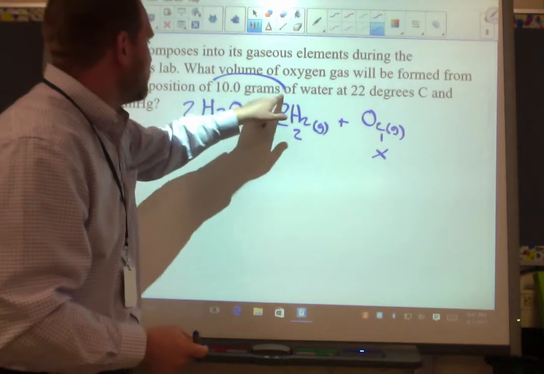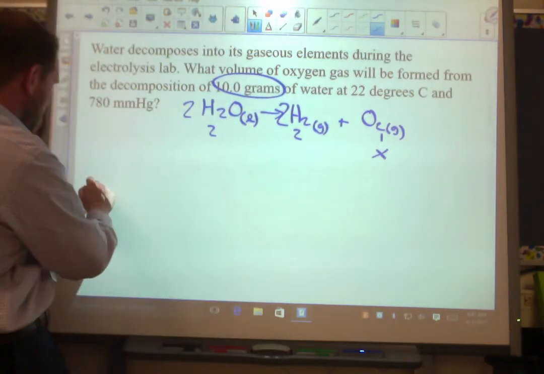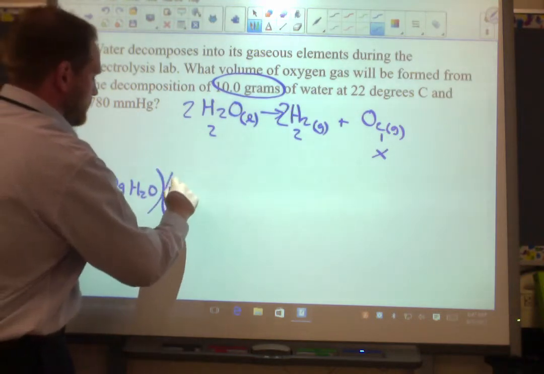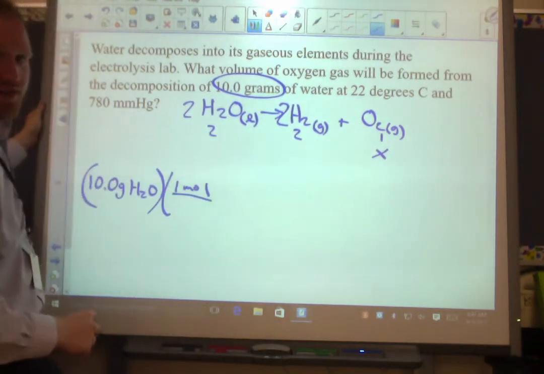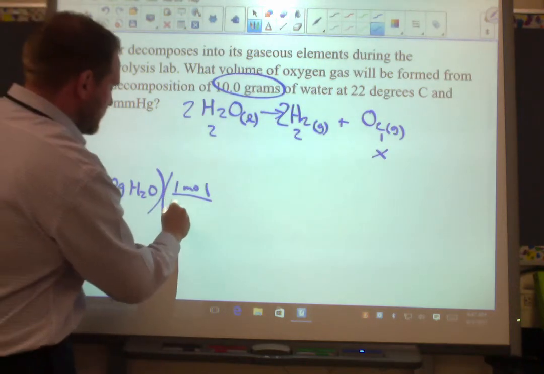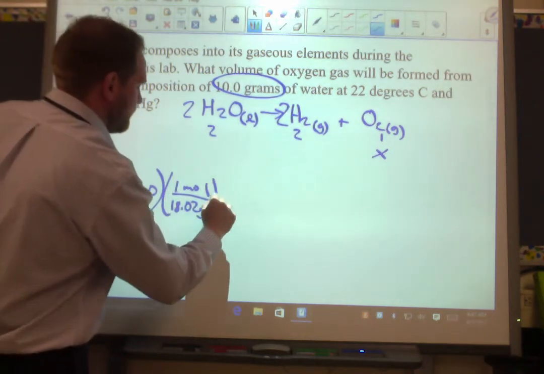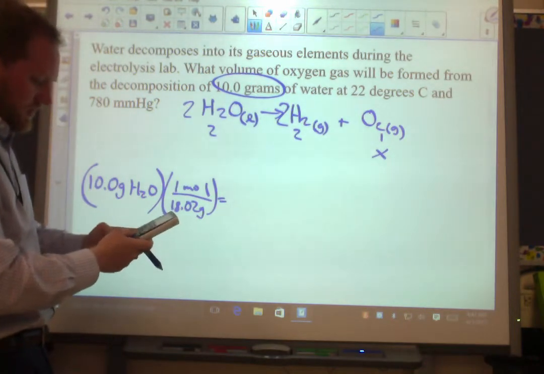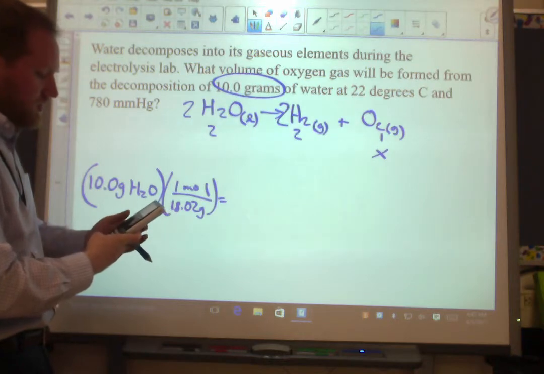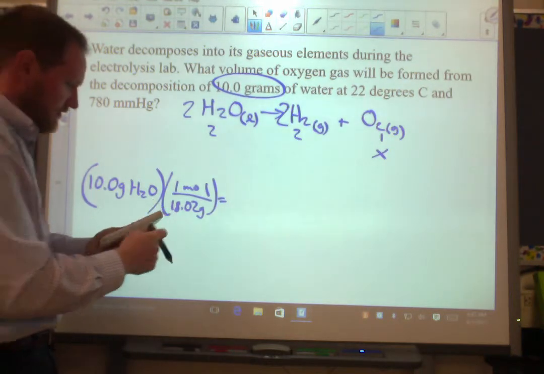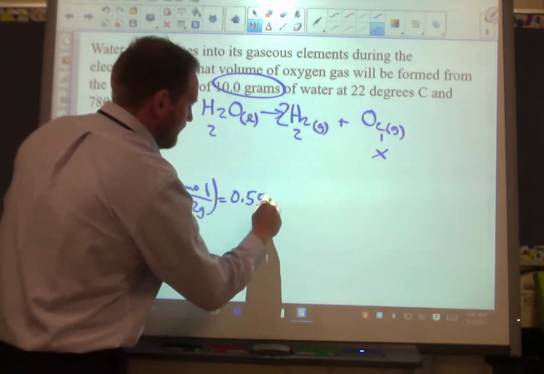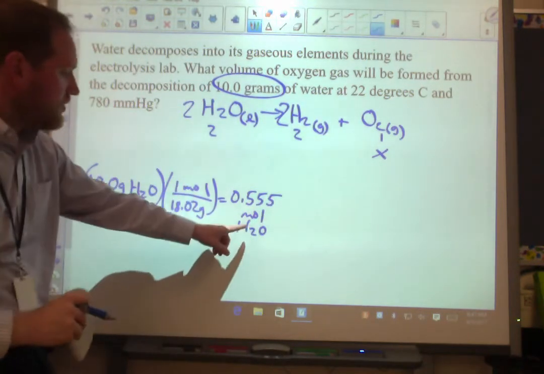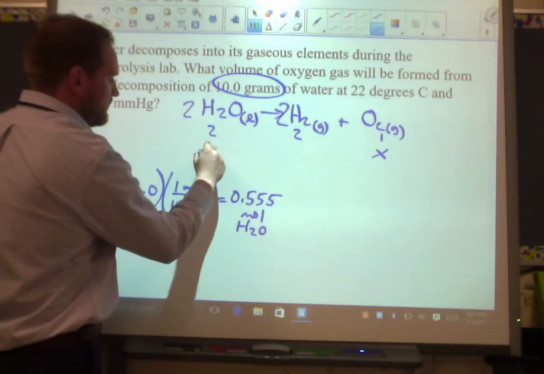So we start with what we know, which is 10.0 grams of H2O times 1 mole divided by the molar mass of water. You add up 2 H's and 1 O, you get 18.02 grams. And that's going to give us 10 divided by 18.02, 0.555. 0.555, and that's moles of H2O. So I'm going to take my moles of H2O and put it right here.